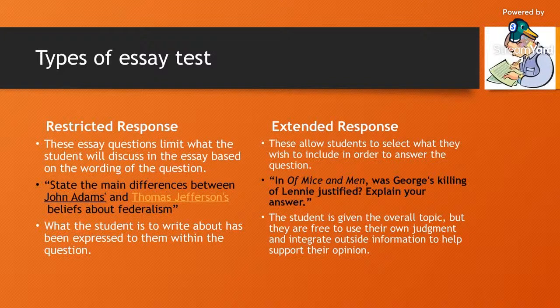As opposed to extended response, this type of essay question will allow the students to select what they wish to include in order to answer the question. In other words, what they wish to include. In restricted response, what they will include is already identified in the question. Okay, it's already identified in the question. All right, so an example of an extended response essay question would be: in Of Mice and Men, was George's killing of Lenny justified? Explain your answer.